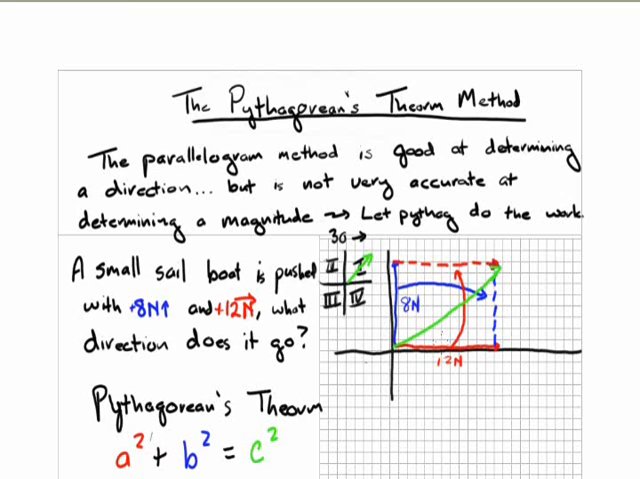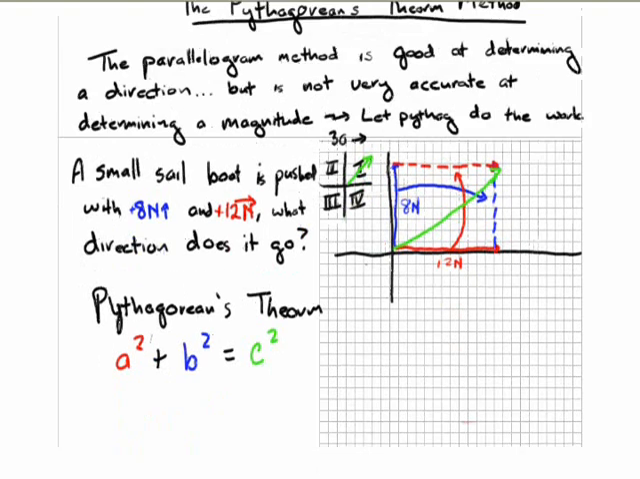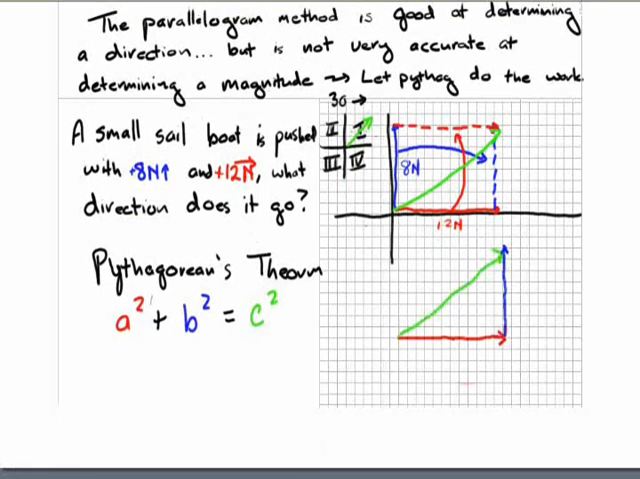Do you see a triangle? Can I draw it again a little bit clearer? If I ignore half of my parallelogram, this half, and simply focus on this, do you see a right triangle? Do I know anything about that triangle?